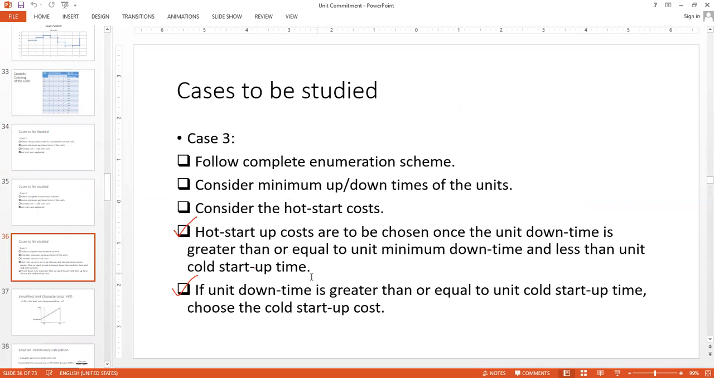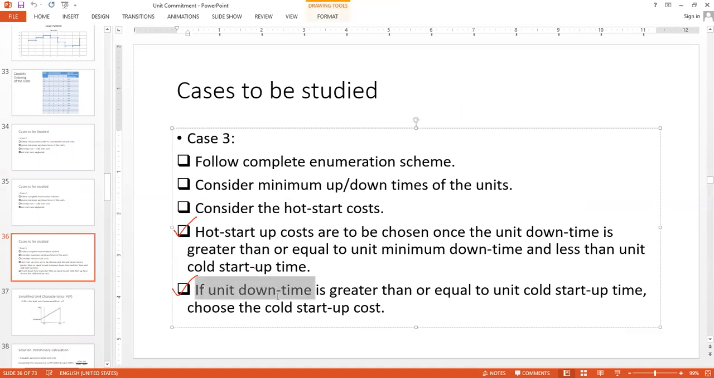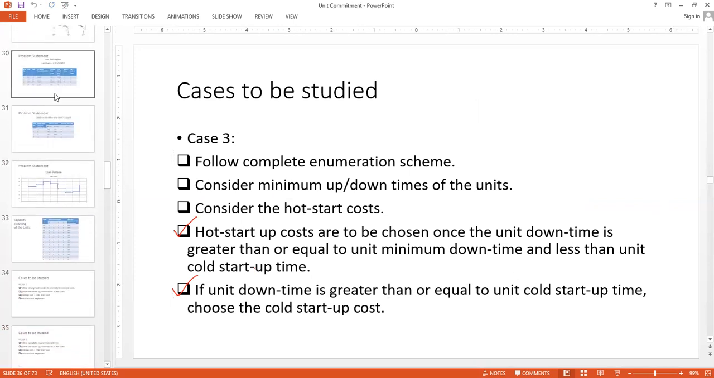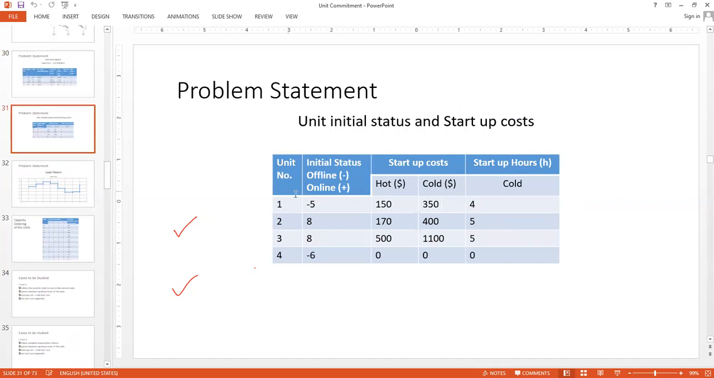So that has been explained here. This is what I meant: if unit downtime is greater than or equal to unit cold startup time. You see, unit downtime is 5 hours. For the last 5 hours, the unit has been down. It is equal to or greater than the cold startup hour for the unit. 5 hours is greater than 4 hours, so you have to go for cold start cost.